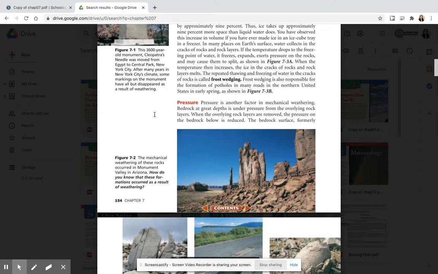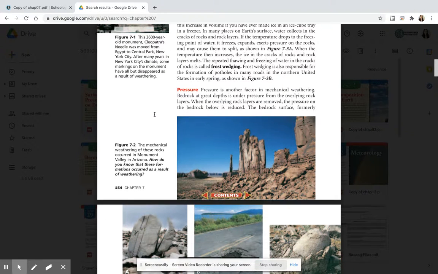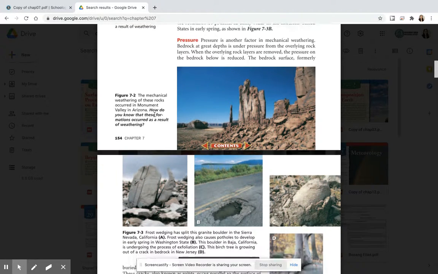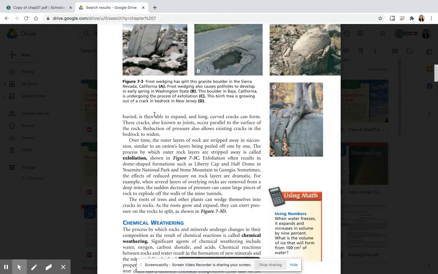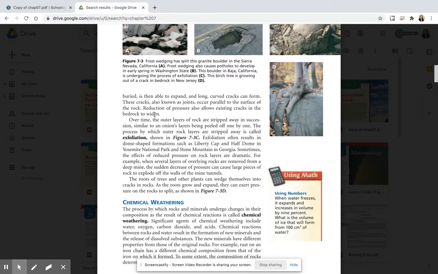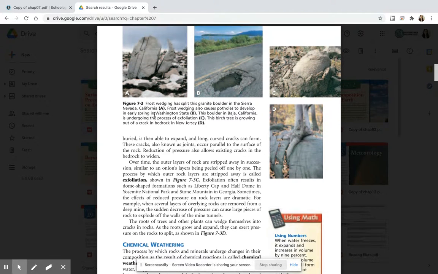Pressure. Pressure is another factor in mechanical weathering. Bedrock at great depths is under pressure from the overlying rock layers. When the overlying rock layers are removed, the pressure on the bedrock below is reduced. The bedrock surface, formerly buried, is then able to expand, and long curved cracks can form. These cracks, also known as joints, occur parallel to the surface of the rock. Reduction of pressure also allows existing cracks in the bedrock to widen.